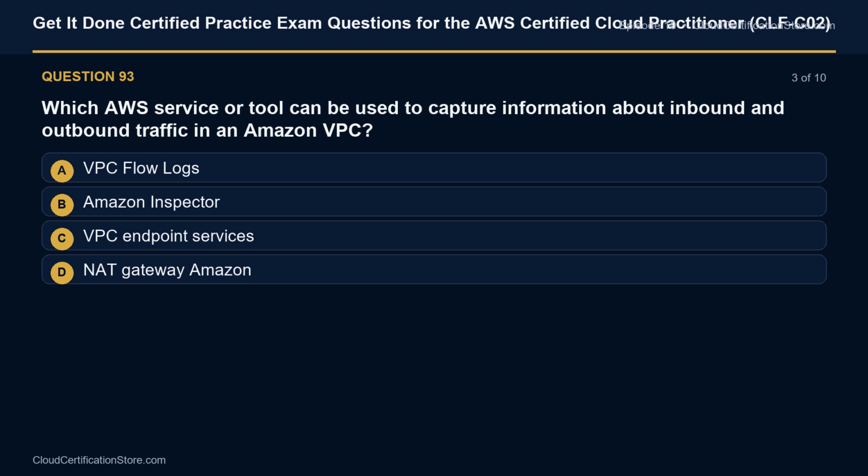Question 93. Which AWS service or tool can be used to capture information about inbound and outbound traffic in an Amazon VPC? Option A. VPC flow logs. Option B. Amazon Inspector. Option C. VPC endpoint services. Option D. NAT Gateway.